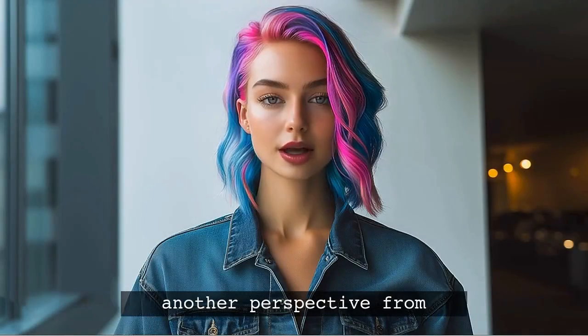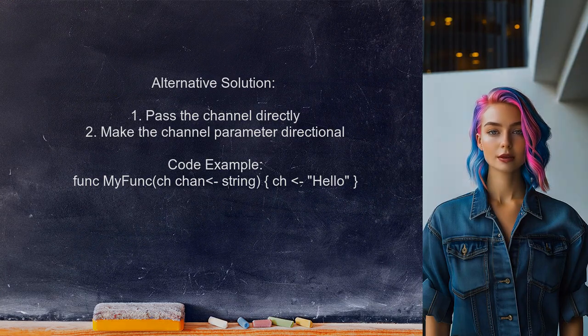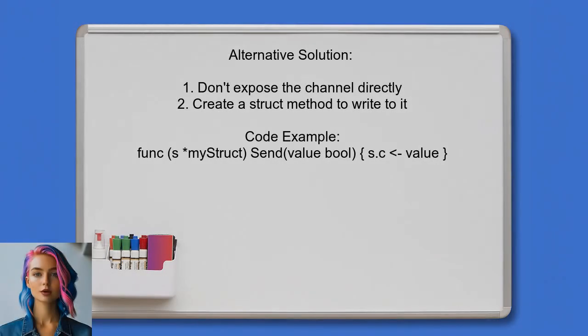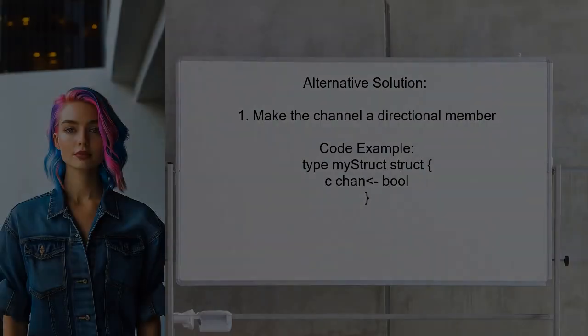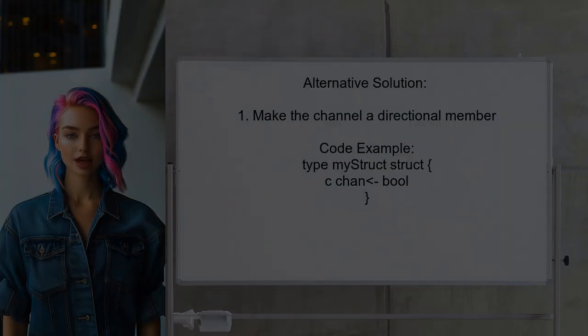Let's check out another perspective from a different user. One alternative approach is to pass the channel directly to the function, making it directional, just like in the initial example. This way, you can specify how the channel can be used. Another option is to avoid exposing the channel directly. Instead, you can create a struct method that allows writing to the channel. This effectively makes it directional since there's no method to read from it. Lastly, you can make the channel a directional member of the struct itself. This allows you to control how the channel is used within the struct.